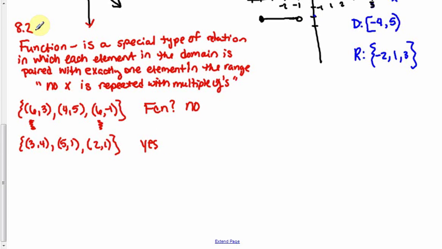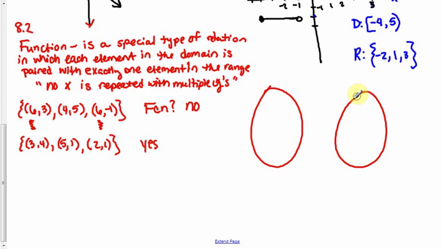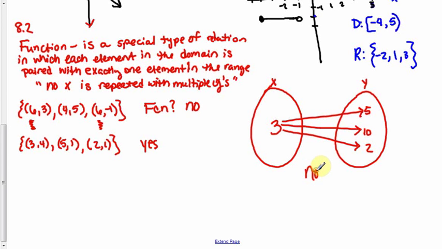All right, what about if I gave you a mapping and asked you if it was a function? Remember, your first values are always your x's and your second ones are always your y's. Is this a function? No, because the x value of 3 is paired with 3 different range values. So the one value of 3 in the domain is not paired with exactly 1 in the range. So this is not a function. Okay?